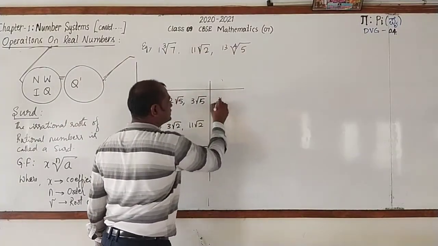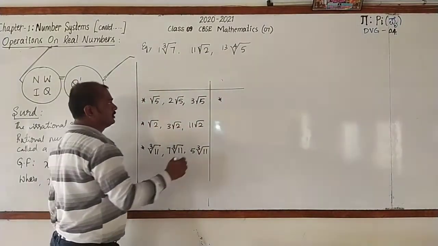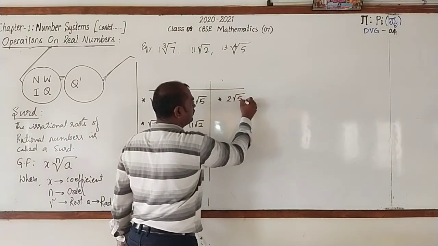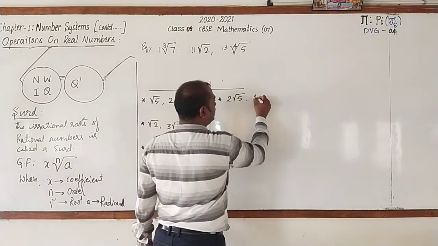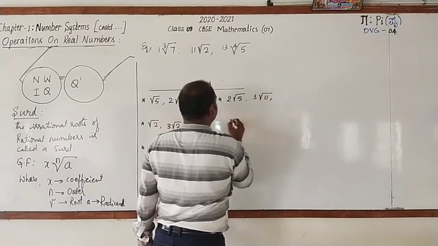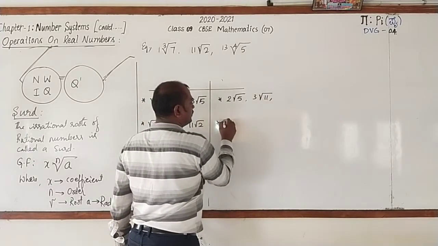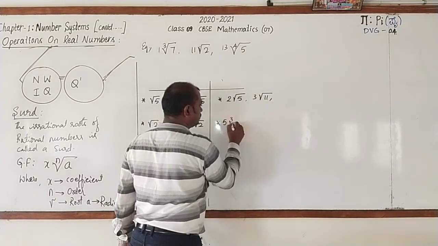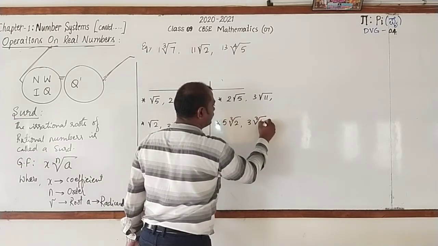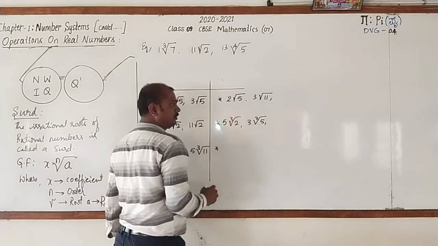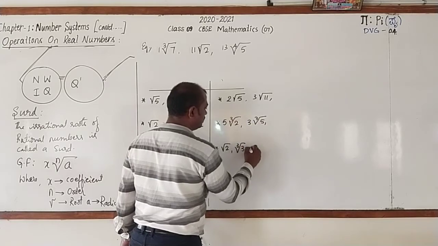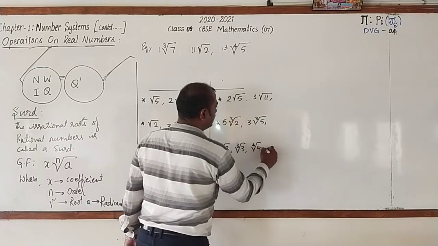Now observe the second column. Again I am going to write a few more. Here 2 into square root of 5, 3 into square root of 11. Then another group: 5 into cube root of 2, 3 into cube root of 5. And one more: square root of 2, cube root of 3, fourth root of 5, and so on.